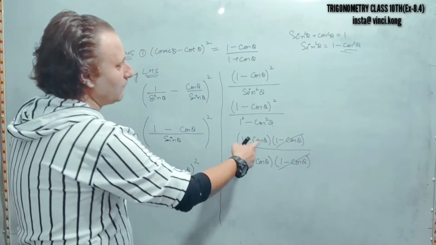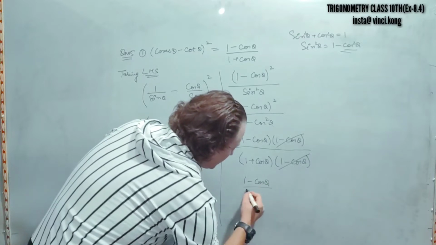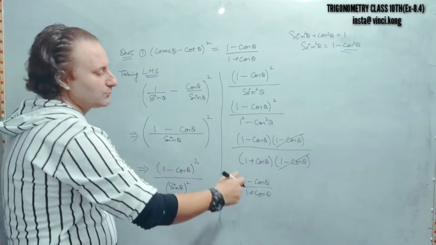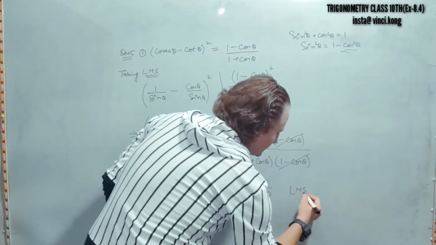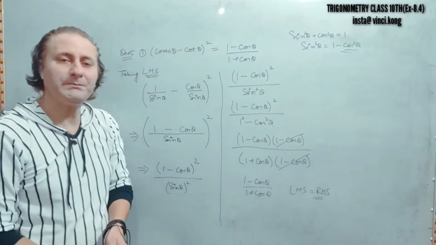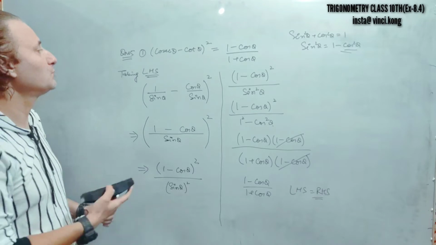Now what do I have? I have (1 minus cos theta) upon (1 plus cos theta). We have the same thing here. So it means LHS is equal to RHS. Right? Very simple. Please make a note of it, and I'll just move to the next part.